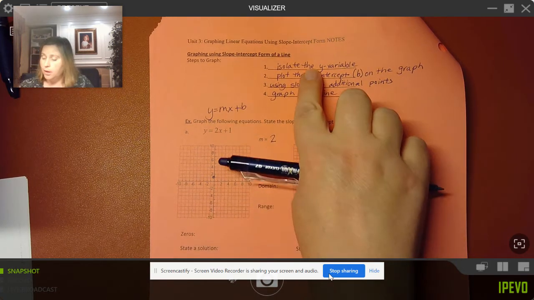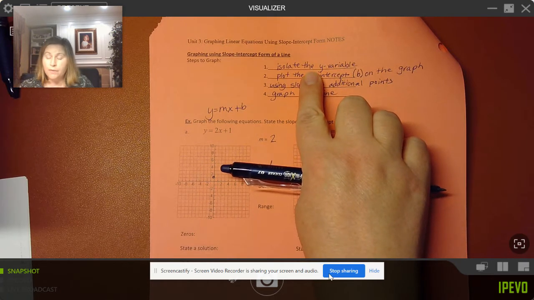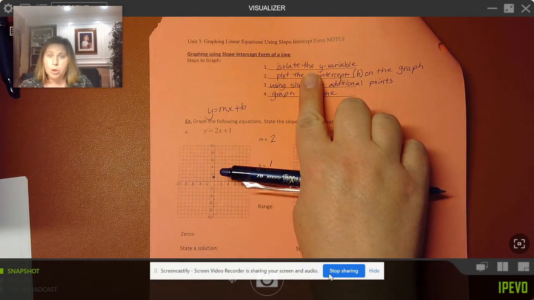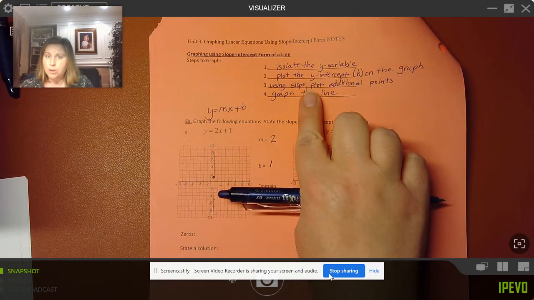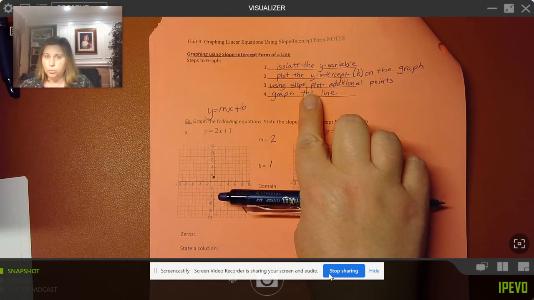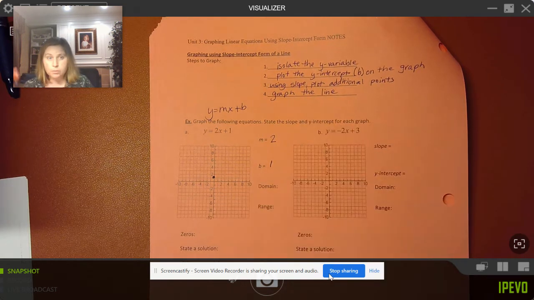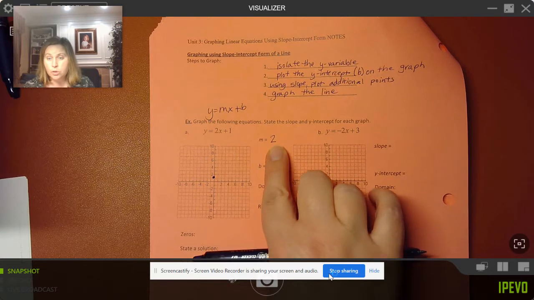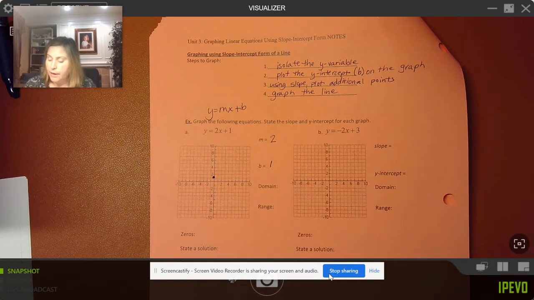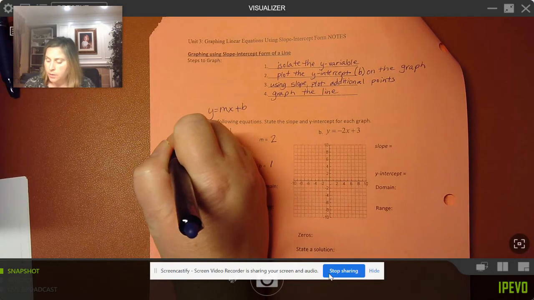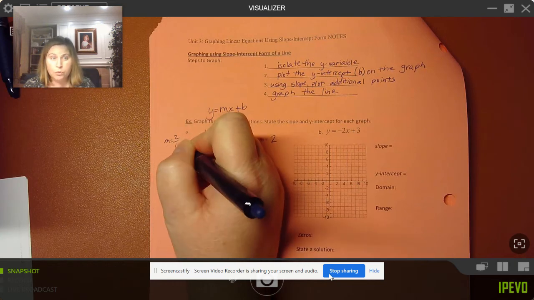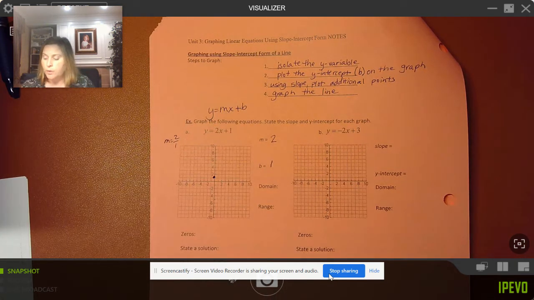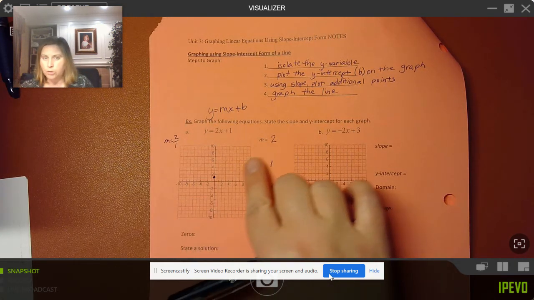So our y variable was already isolated. We plotted the y-intercept. Now we're going to use the slope to plot additional points and then graph the line by connecting those points. So our y-intercept was at positive 1. Our slope is 2. If you think of that as a fraction, it's 2 over 1. That's our rise over 1. And it's a positive number, so as we move from left to right, it will be increasing.